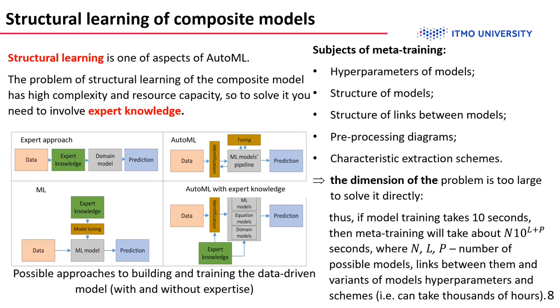And the more advanced version of this approach is automated machine learning, when the generation of the pipeline and tuning of the model inside it is done by some optimization algorithm. And the final step is automated machine learning with expert knowledge involvement, which allows us to solve high-dimensional structural learning problems, and potentially allows us to achieve better quality of the modeling results.